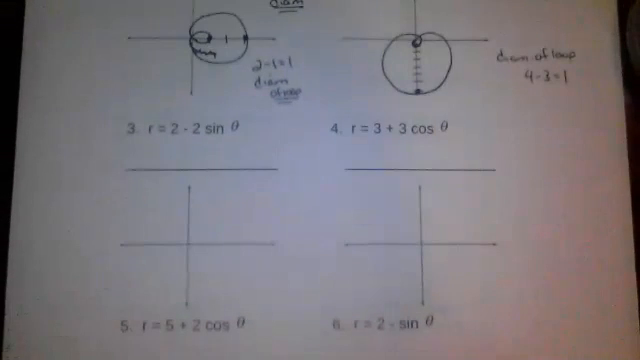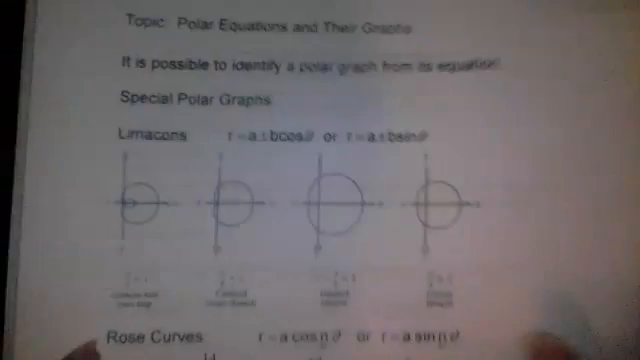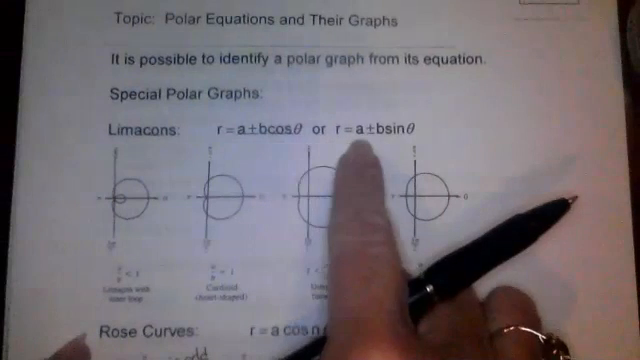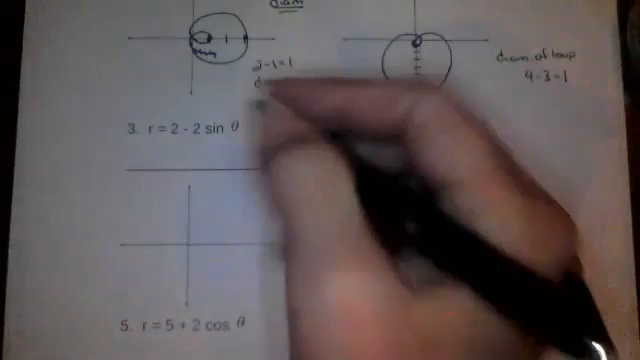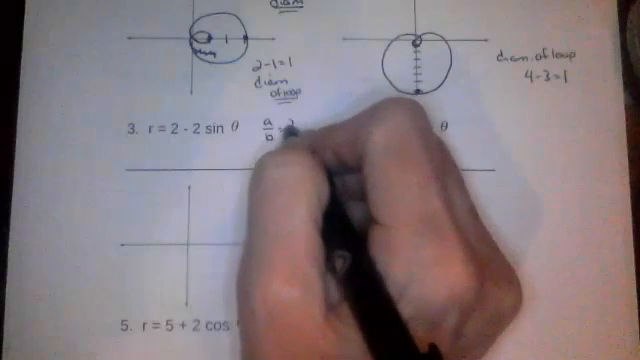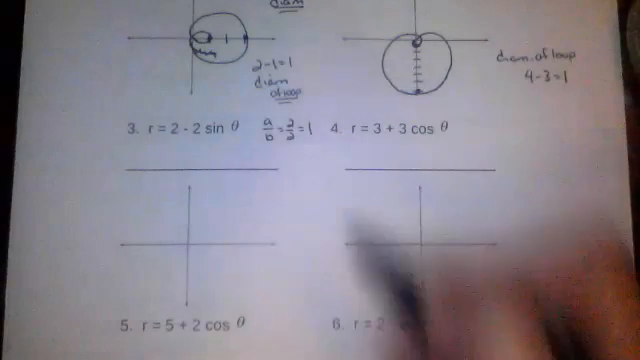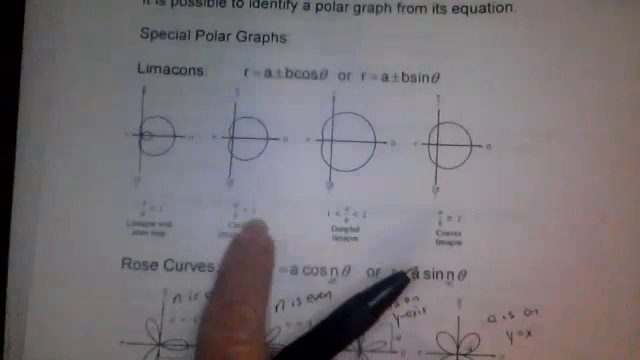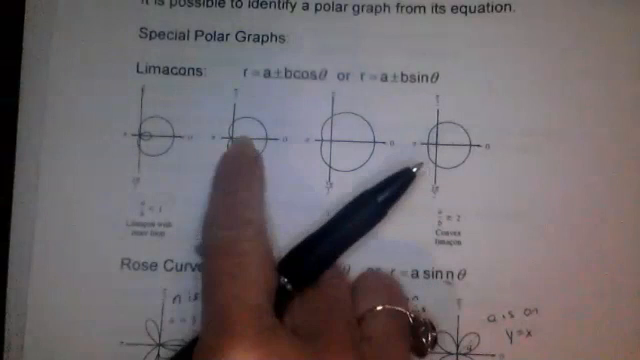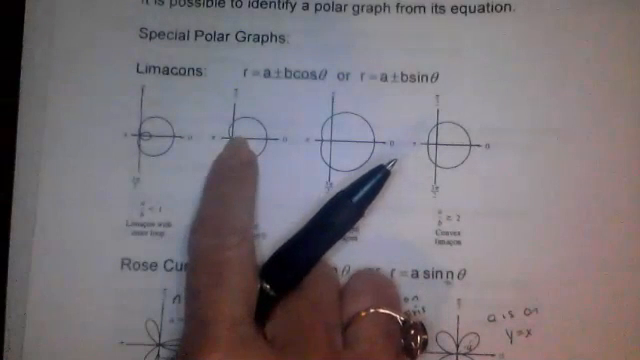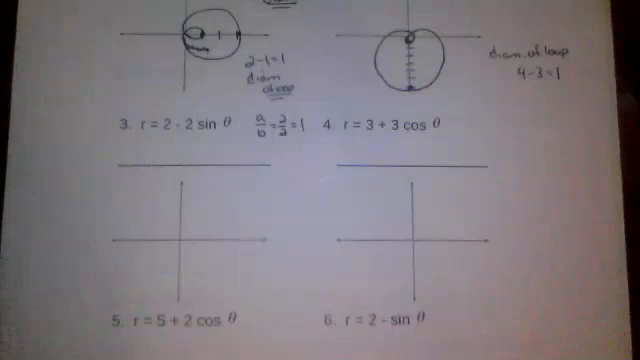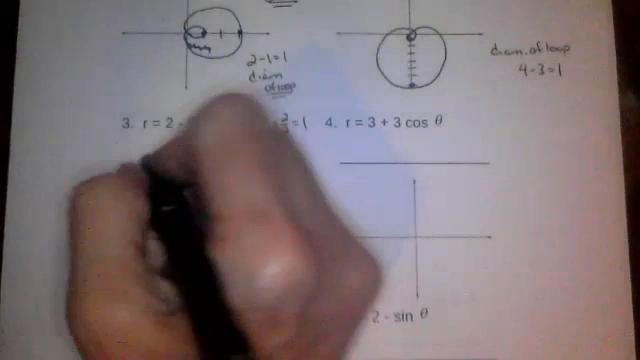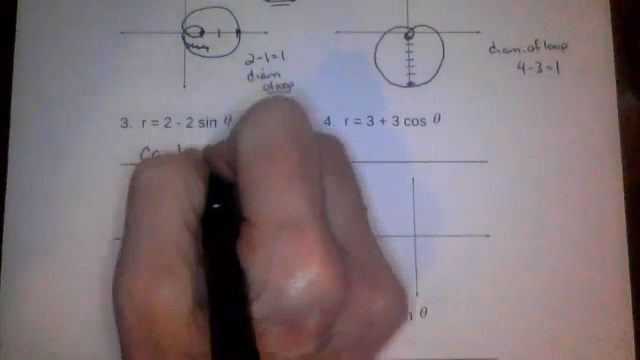So example 3, we have 2 minus 2 sine theta. Again, it looks like these equations. 2 minus 2 sine theta would look similar to this. So let's check out our A and B values again. A divided by B is going to be 2 over 2, which is 1. So it says here that when it's equal to 1, we're going to have this cardioid, which just has this point. Okay, so a little bit different. Now on this one, let's go ahead and name it. This one is the cardioid limaçon.